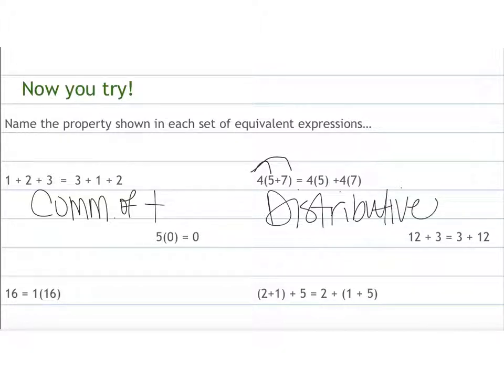5 times 0 equals 0. This one I just realized I haven't covered yet in this video, but this one is going to be called the 0 property, and it's on the next slide, so I apologize for that.